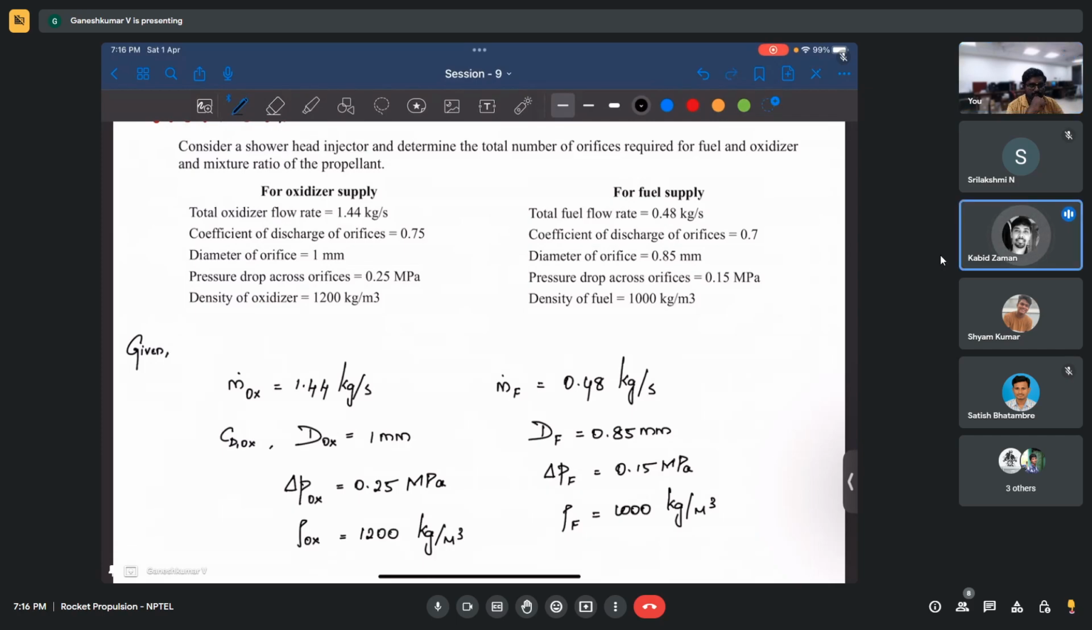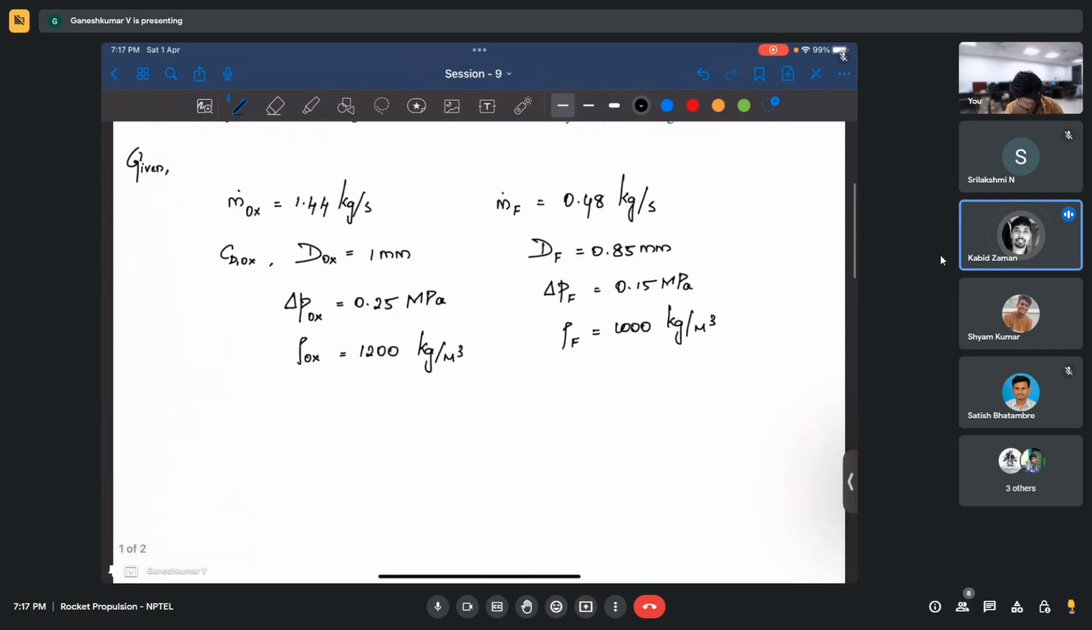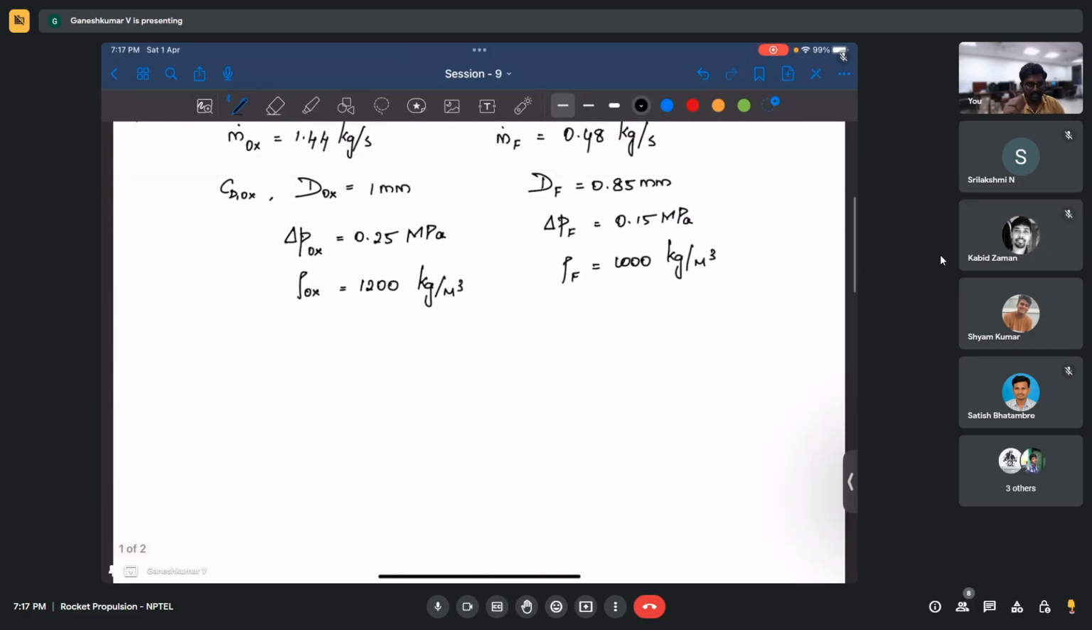So we'll calculate the flow rate through each individual orifice and then divide the total flow rate by that one to get the number. That is the concept. There is going to be a number of orifices, and each orifice is going to deliver the same mass flow rate, because the pressure drop along each orifice is going to be the same in the case of fuel. And in the case of oxidizer separately, a similar thing is going to happen. So each orifice is going to have some mass flow rate, and when you sum up all those mass flow rates, you will reach the total mass flow rate.